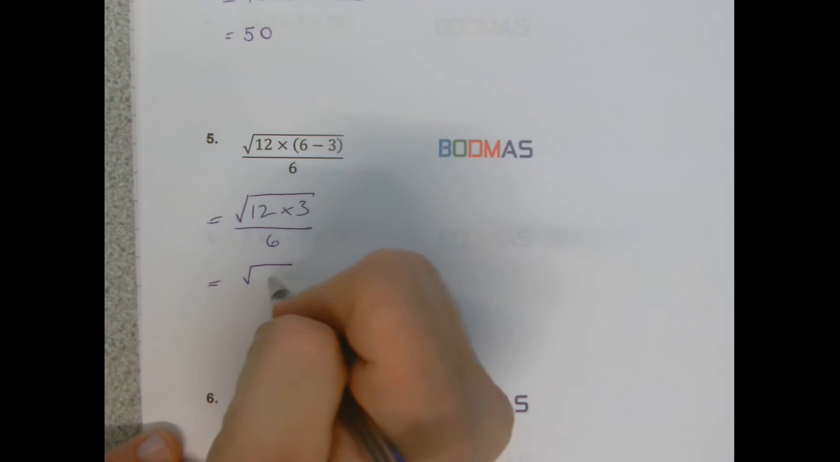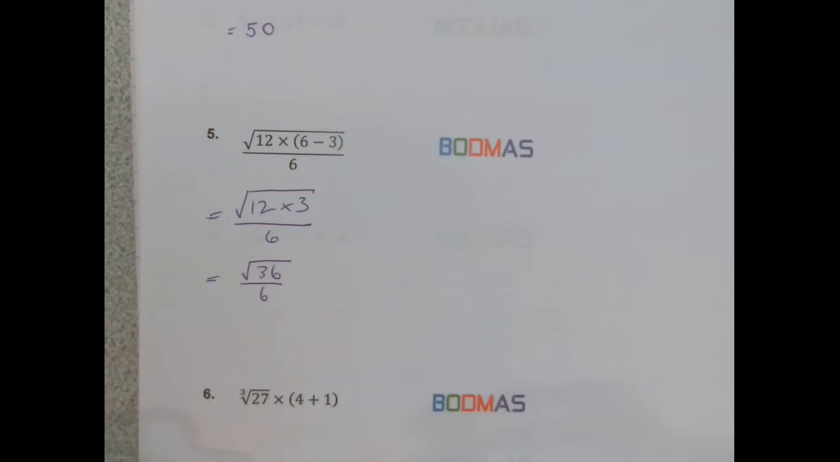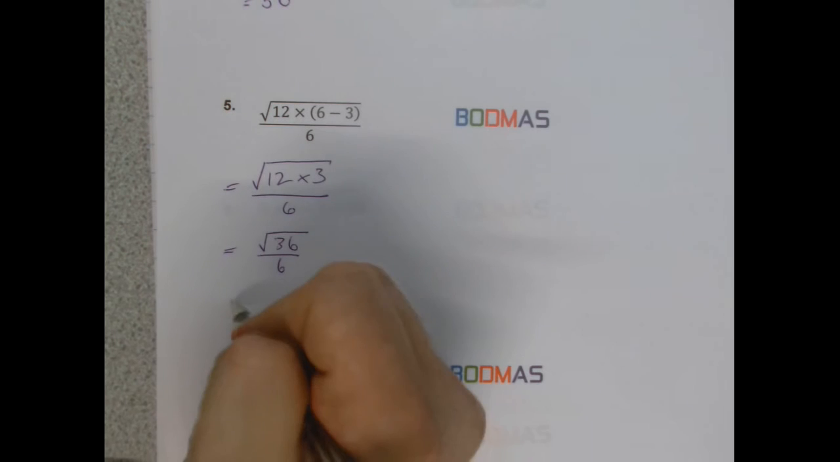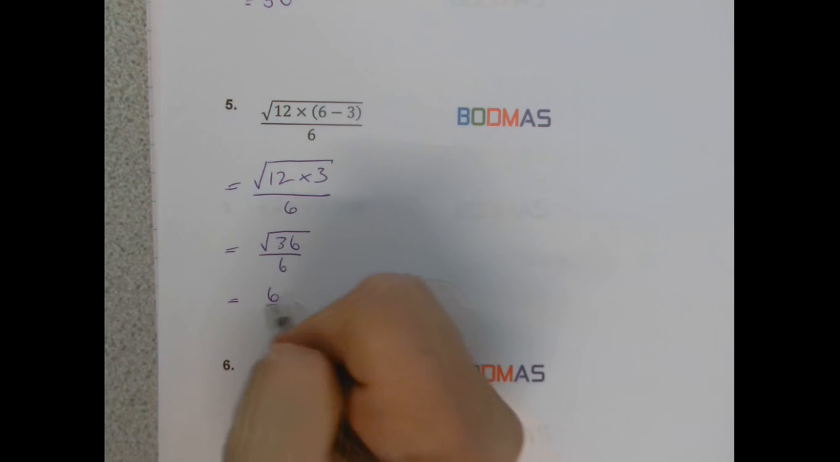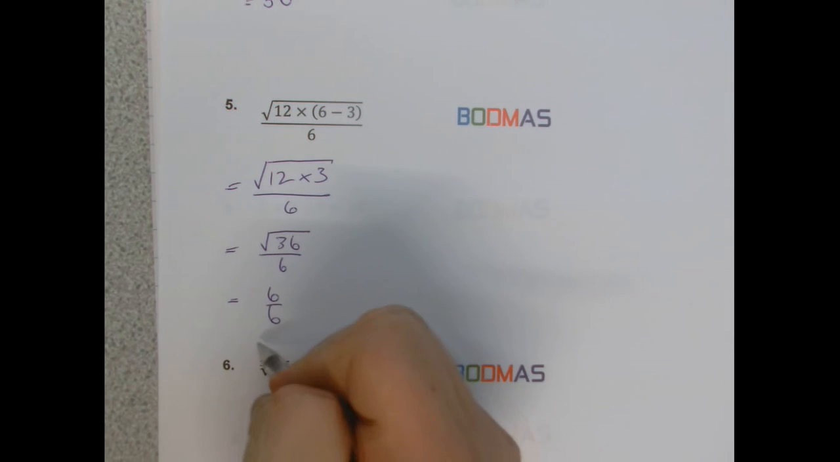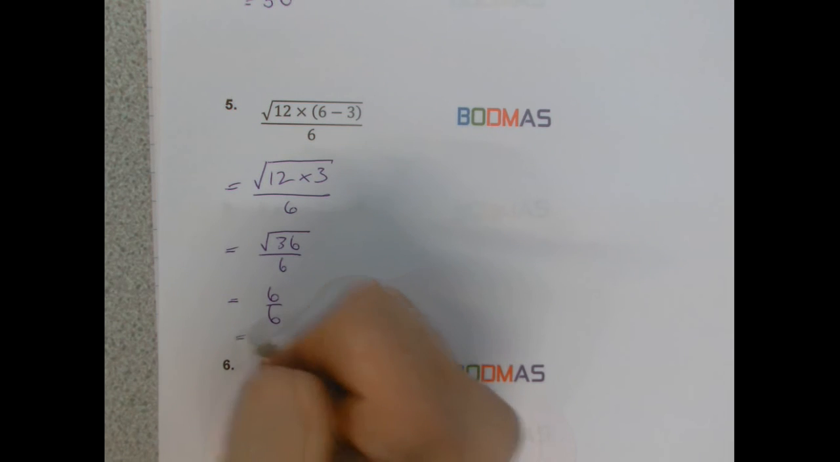And let's work out then. 12 times 3 is 36 over 6. And square root of 36 is just 6, isn't it? If you think about it, 6 times 6 is 36. So you've got 6 on the top, 6 on the bottom. 6 divided by 6 will equal 1.